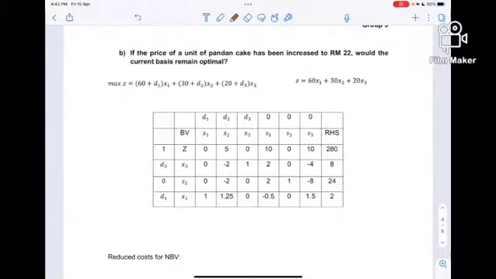So now we proceed to question B. For this question, we want to find out if the current basis will remain optimal if a unit of pandan cake has been increased to 22 ringgit, from the initial 20 ringgit. In this model, we let D1, D2 and D3 represent the change in the unit revenues for red velvet, chocolate and pandan cakes respectively.